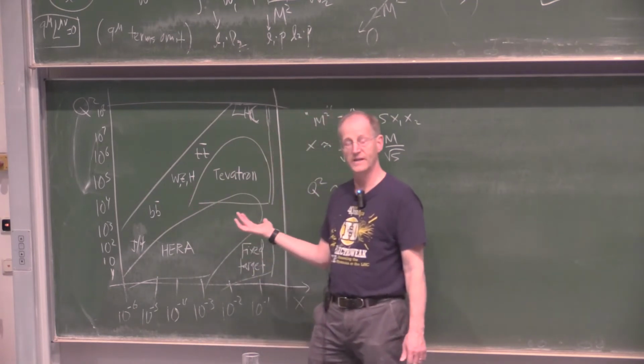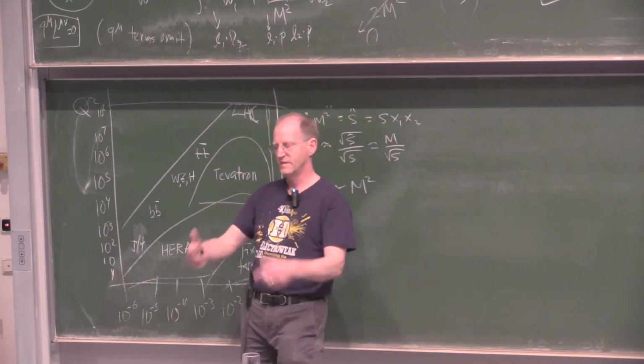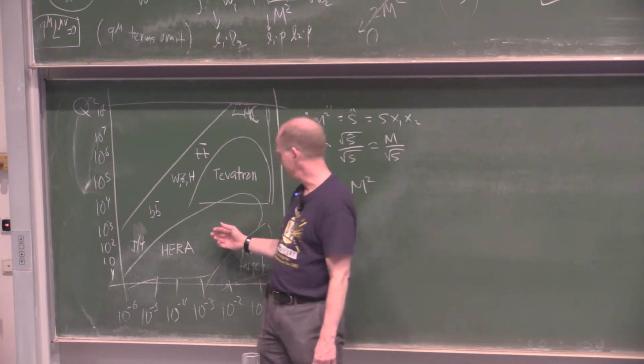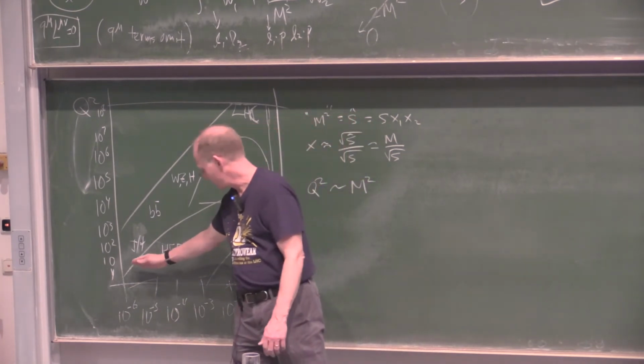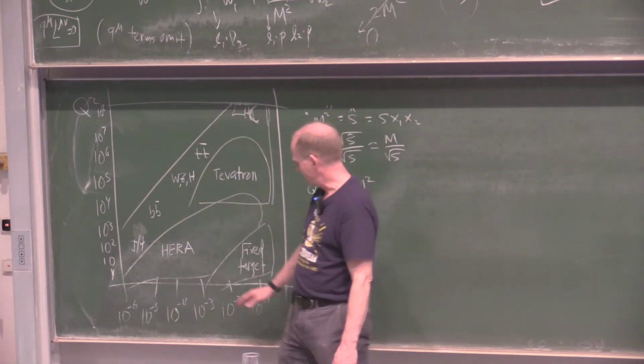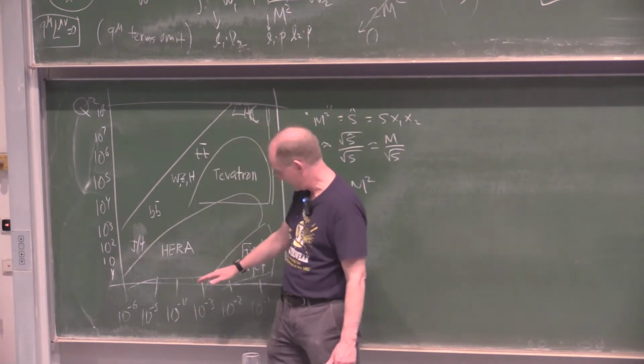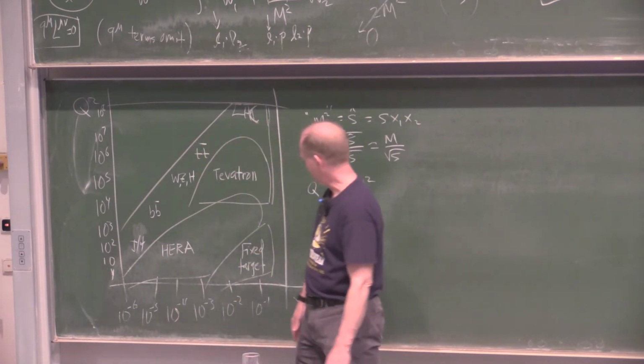But then HERA came along, and it had a similar energy electron beam, 30 GeV or something, but it had an 800 GeV proton beam. And so it had much larger center of mass energies. It could go to both higher q squared and also much smaller x. And there were surprises about how many gluons there were at small x.